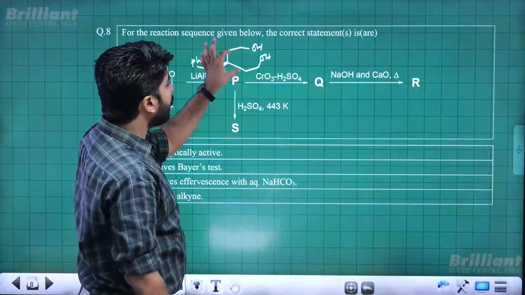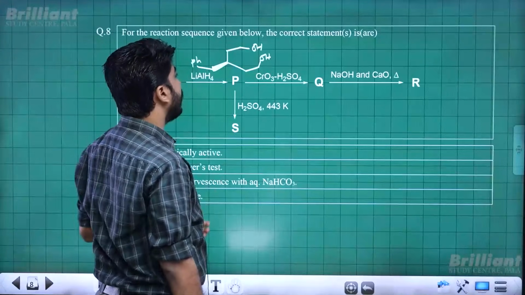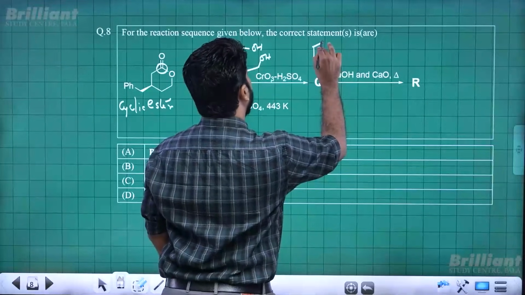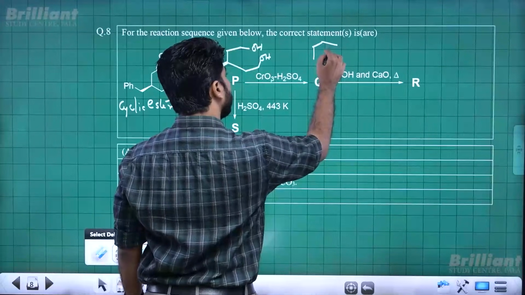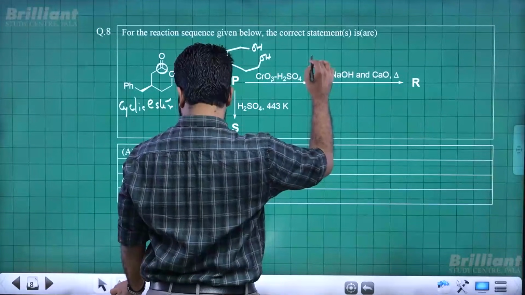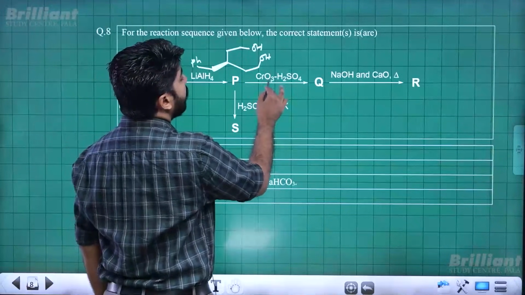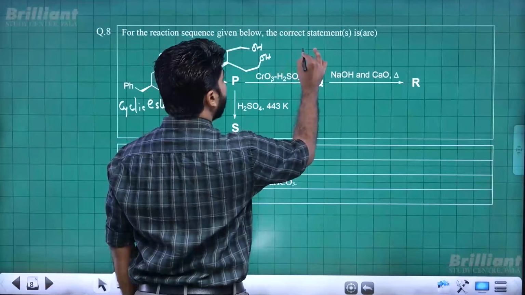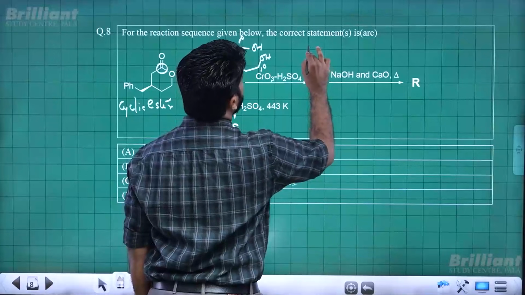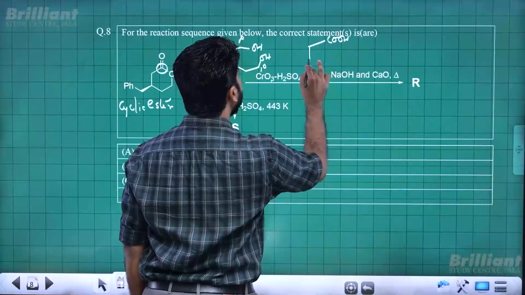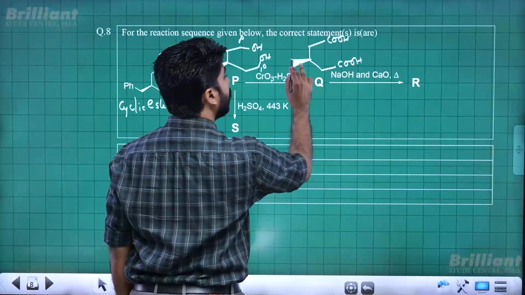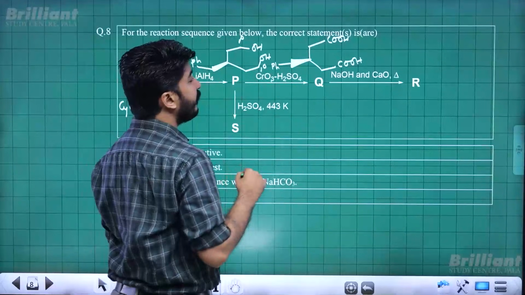Then this is treated with CrO3 and H2SO4. Oxidation will occur. Primary alcohol will undergo complete oxidation to carboxyl group. Next, P is treated with CrO3 H2SO4 reagent. We know primary alcohol will undergo complete oxidation to carboxyl unit. So a 2 carboxyl group containing product is obtained. That is the structure of Q.